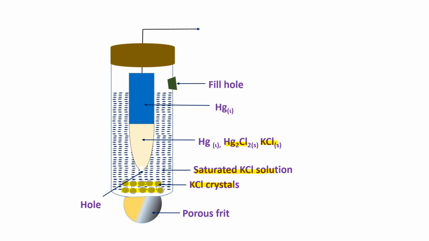At the bottom of the cell there is a porous frit that maintains equilibrium and also provides ionic movement. This cell is connected to the potentiometer through a wire, that is, a platinum wire.